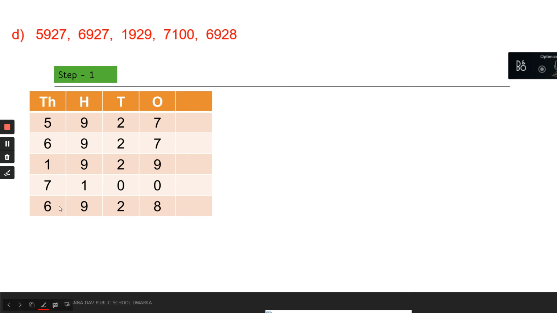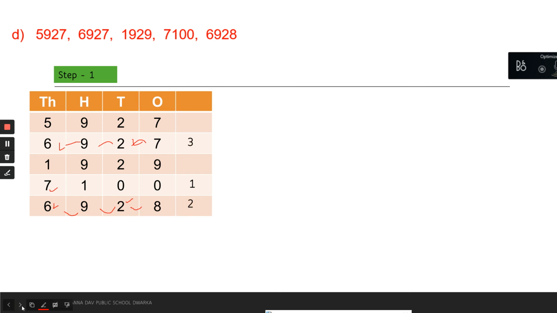And then you can see the thousand place. The greatest is 7, so this number will come first. Then we have 6, but it is written 2 times, so we'll move to the 100 place. Here we have 9, so move to the tens place. Here also we have 2, which is the same. So move to the ones place. We have 8, which is greater. So this number is in second place.